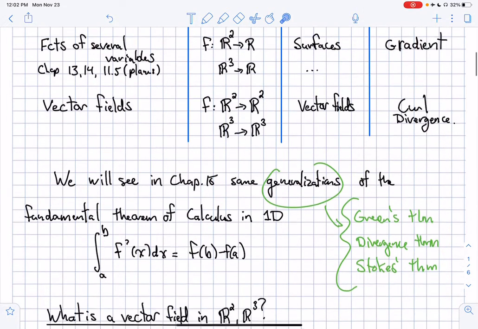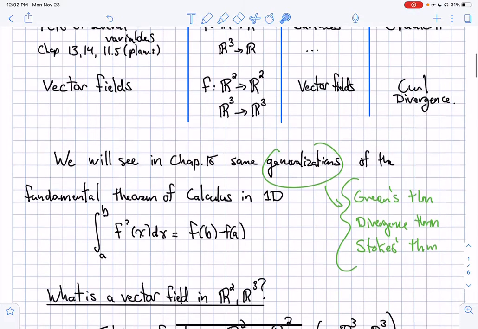And the climax of this chapter and of this class, in some sense, is putting all these things together and getting some generalization of the fundamental theorem of calculus, which says in 1D that when I integrate a derivative of a function from a to b, this is just f of b minus f of a, right? And it relates the integral to the derivative. So we're going to see some generalizations of that later in the chapter, when we're going to relate these derivative notions to multiple integrals that we saw in chapter 14.